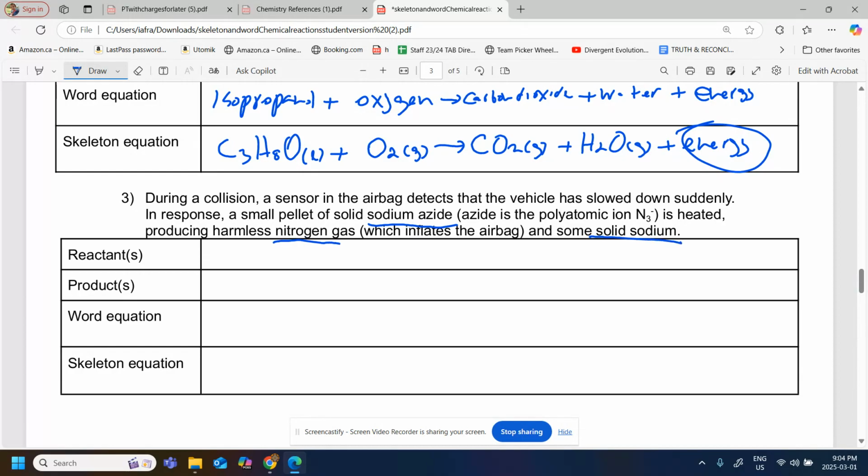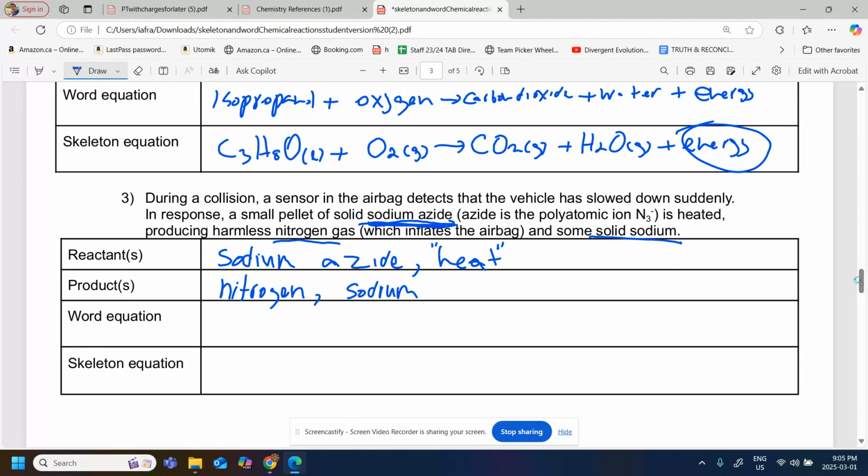So we only have one product here. It looks like you just have sodium, or one reactant, sodium azide. That's what you're starting off with. Now, some students might also say, you know what, there's also heat. So we can write heat. It's not really a reactant, but it is helping the reaction. Okay, so I'll just put that like this. And we're told what's produced is nitrogen gas, so nitrogen, and also some sodium.